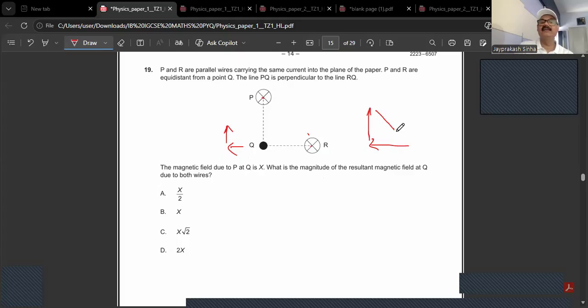Okay. Then what is the resultant? Resultant we can find. If this is x, this is also x. So resultant will be root 2 x. Okay. So which one is satisfying? This one, x root 2. X root 2 is the correct answer.